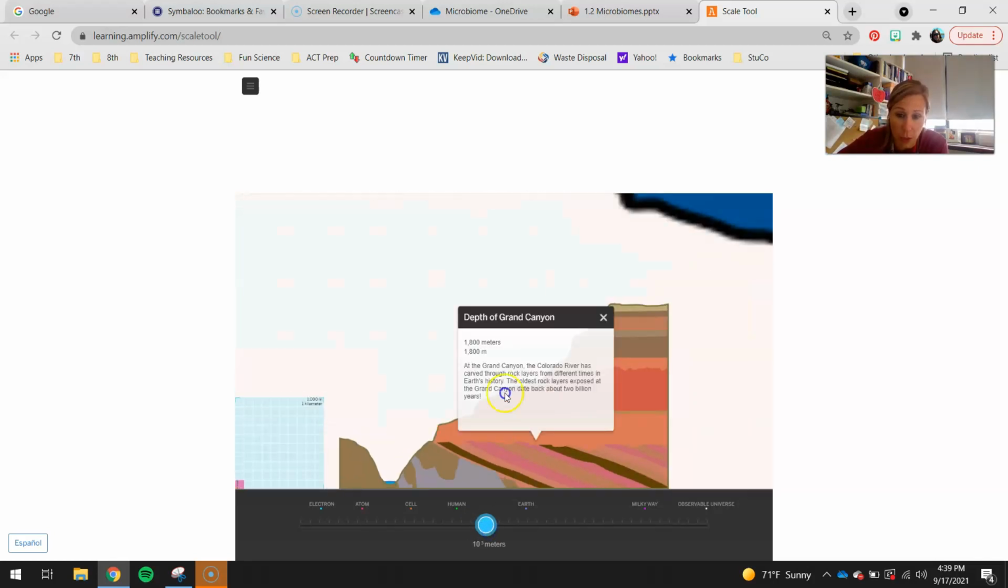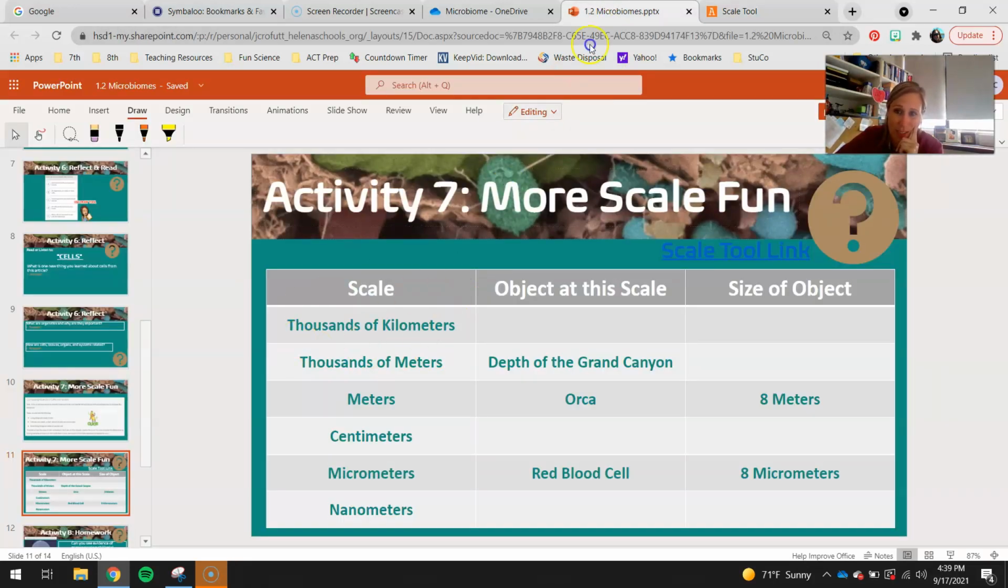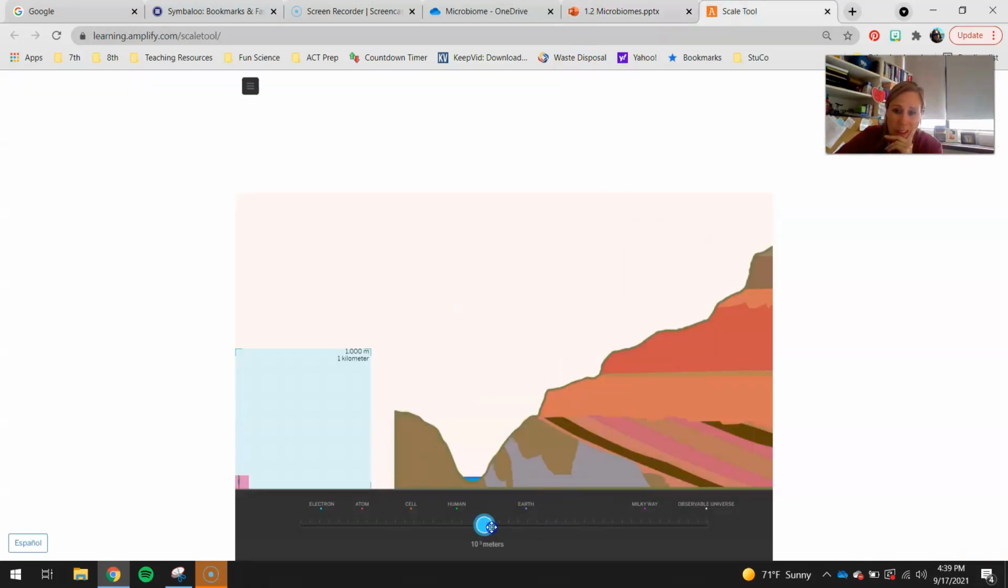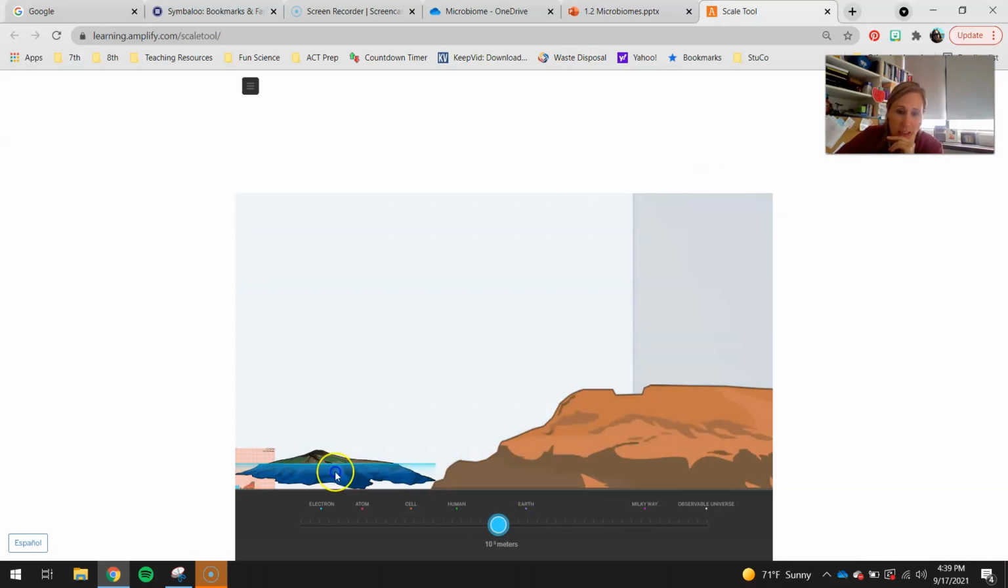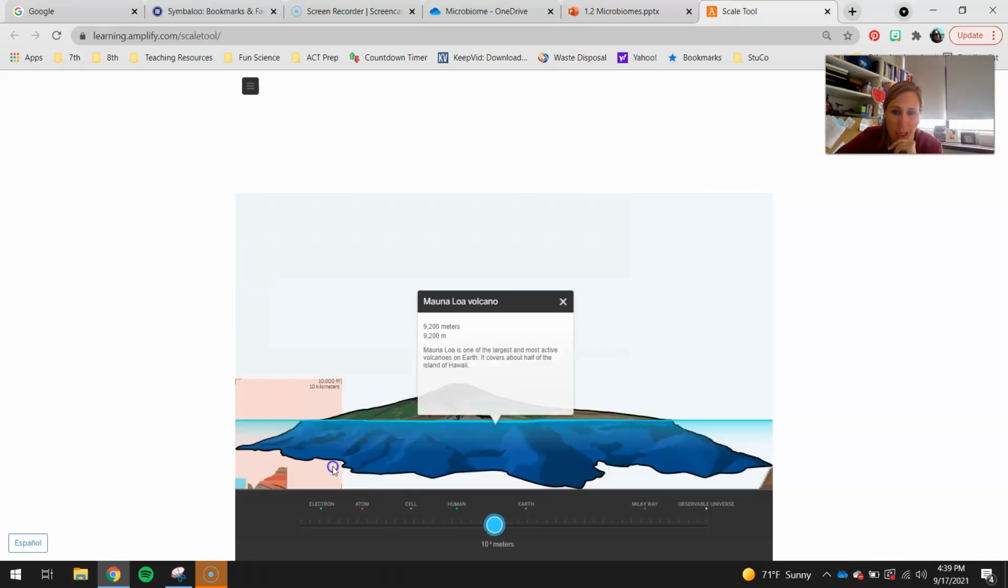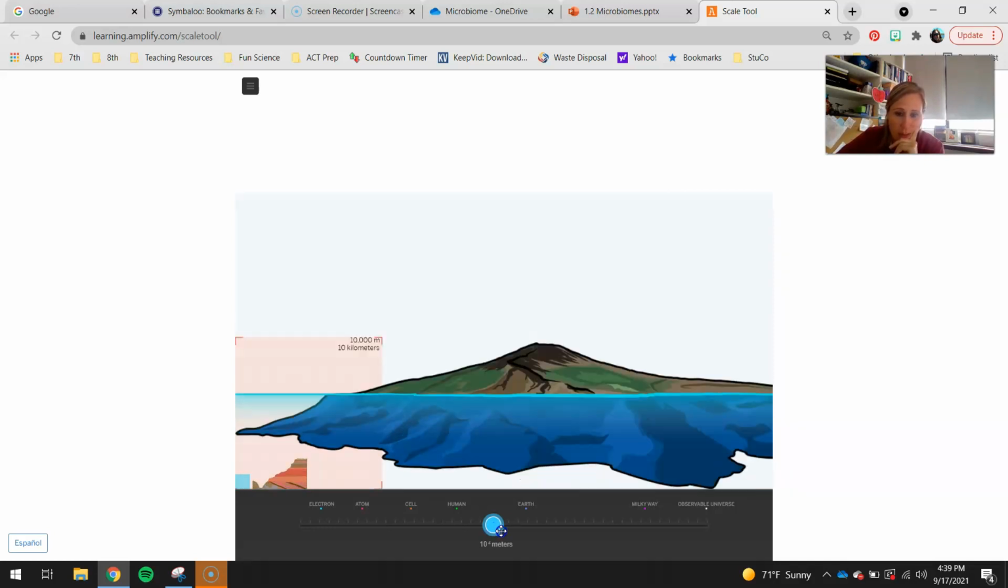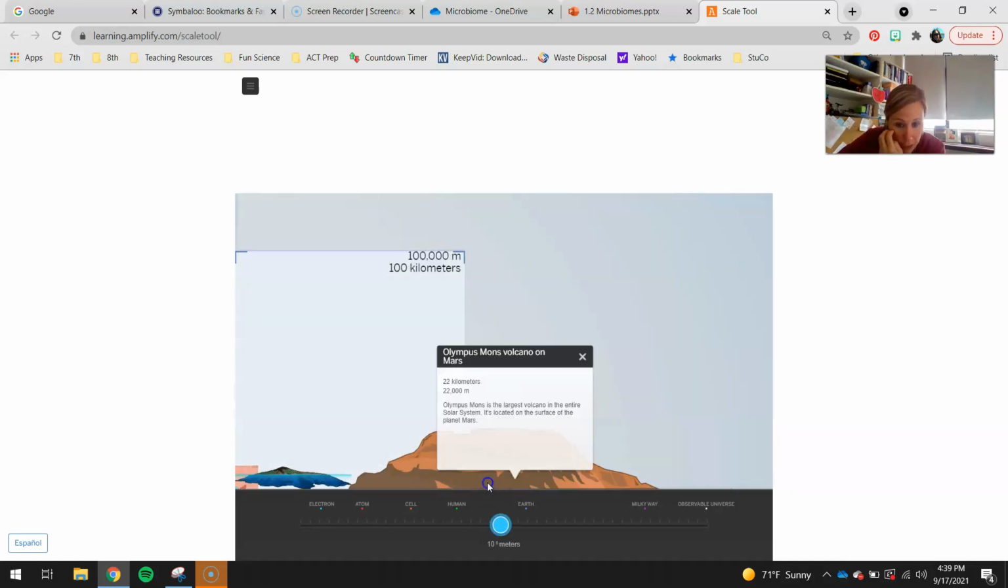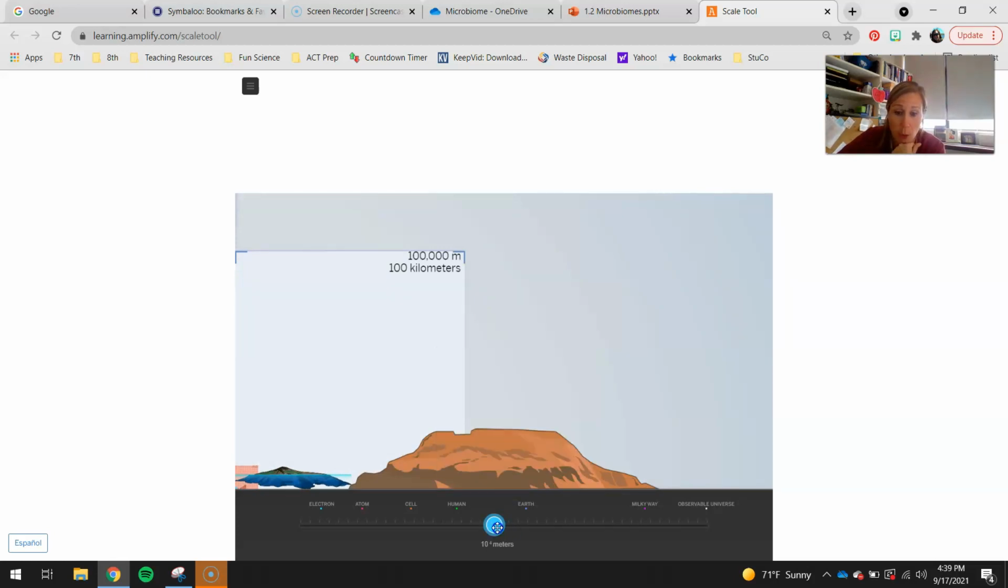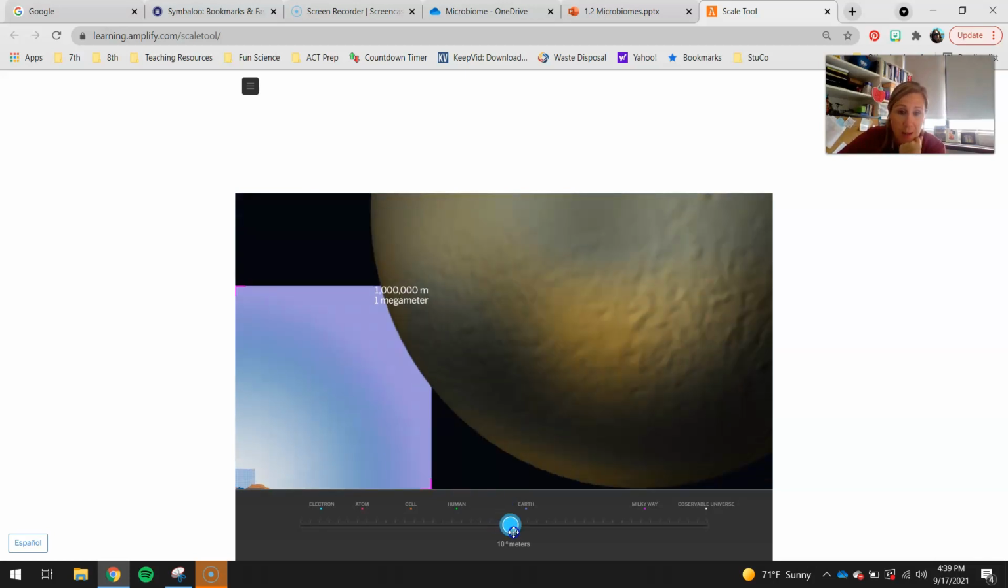All right, what is this? This is the Grand Canyon. All right, here we go. Grand Canyon is 1,800 meters. So if we're looking for thousands of kilometers, I'm going to keep going bigger than that. Okay, here is the Mauna Loa volcano. That's still in meters right there. This is the Olympus Mons volcano on Mars, which is only 22 kilometers, so we're going bigger than that yet.